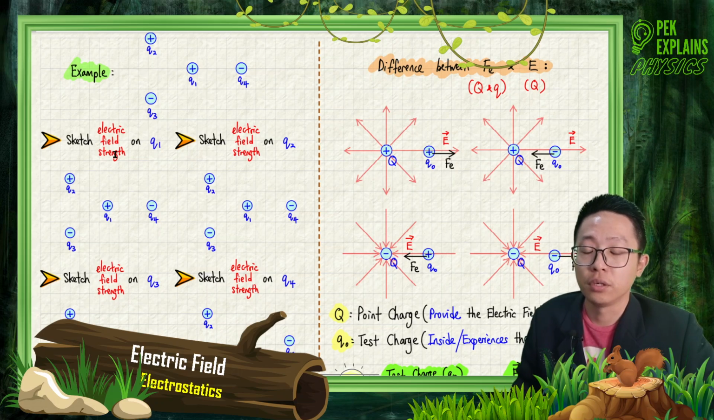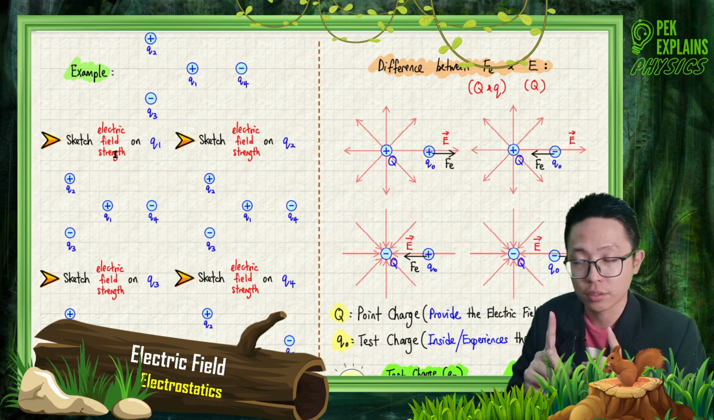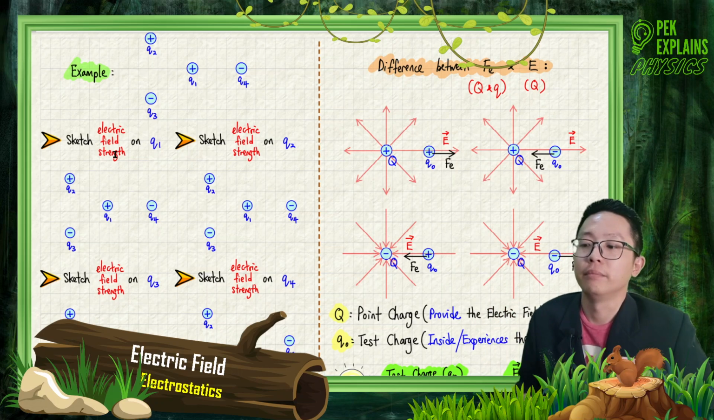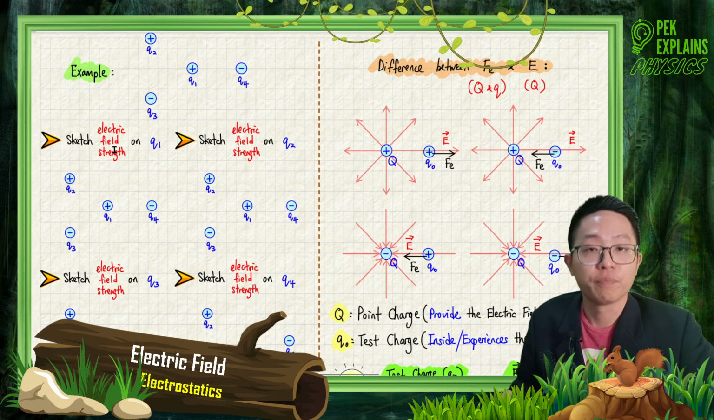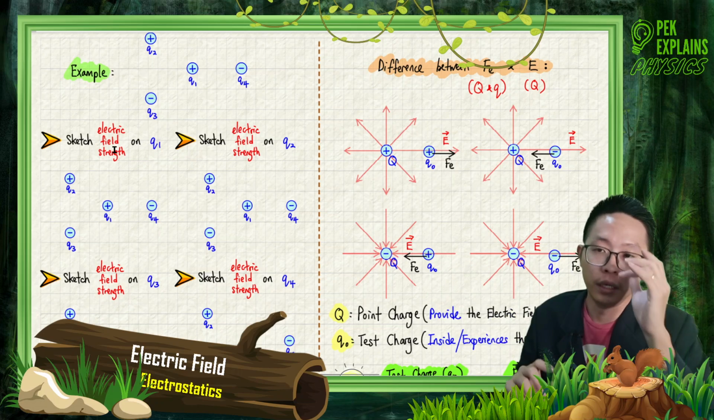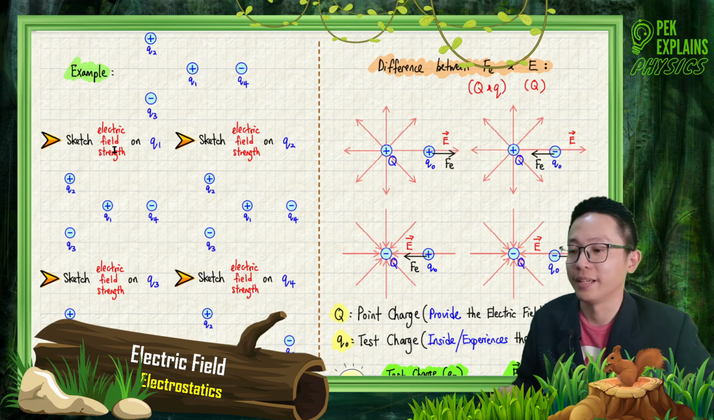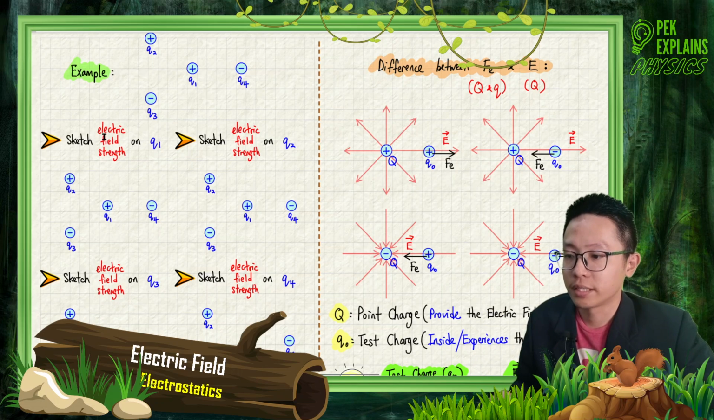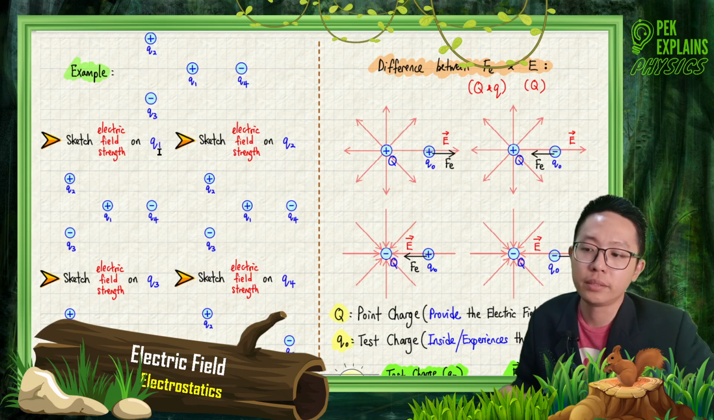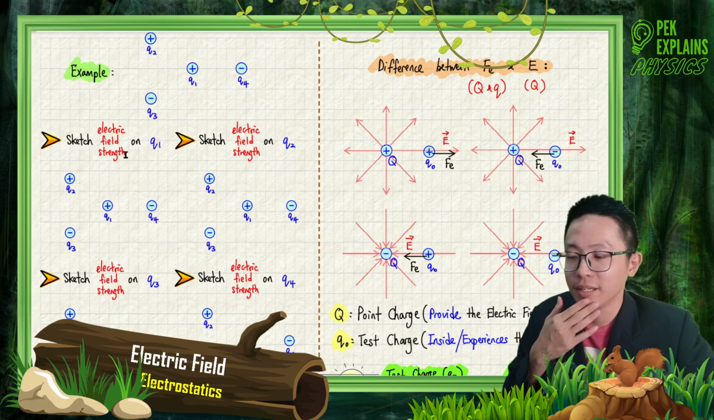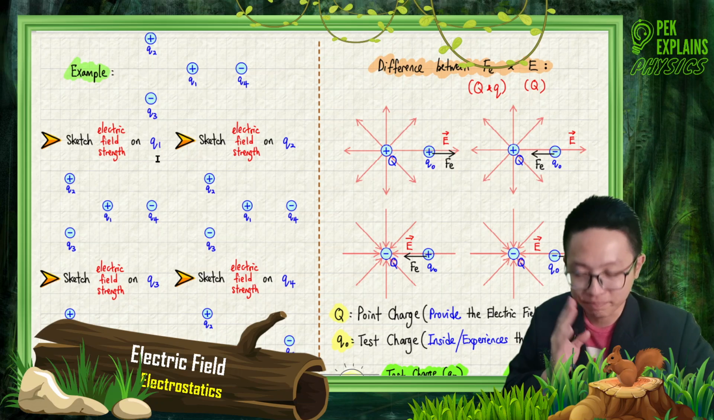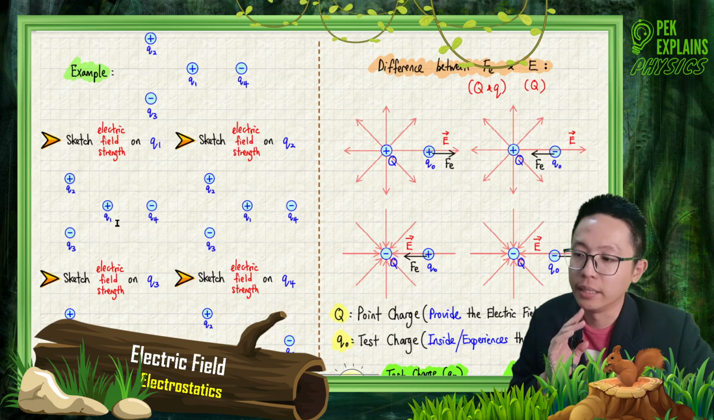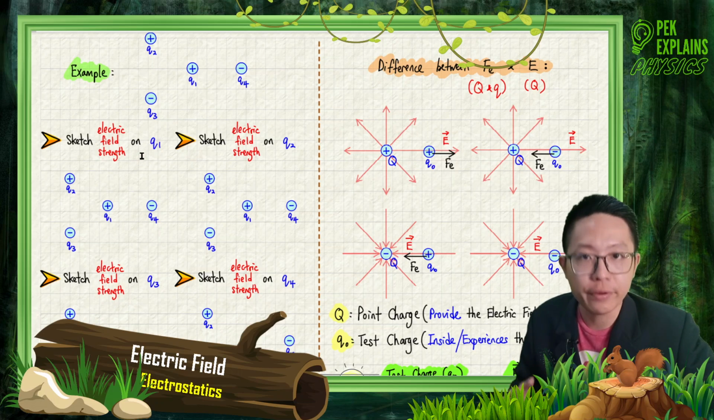For electric force, you look at both charges, two charges. If positive and positive, they repel. If positive and negative, they attract. But for electric field strength, you only look at the point charge, only one charge. If positive, it goes outward; if negative, it goes inward. That's it. Sketching the electric field strength on Q1 means the field experienced by Q1. It does not mean the electric field strength of Q1.